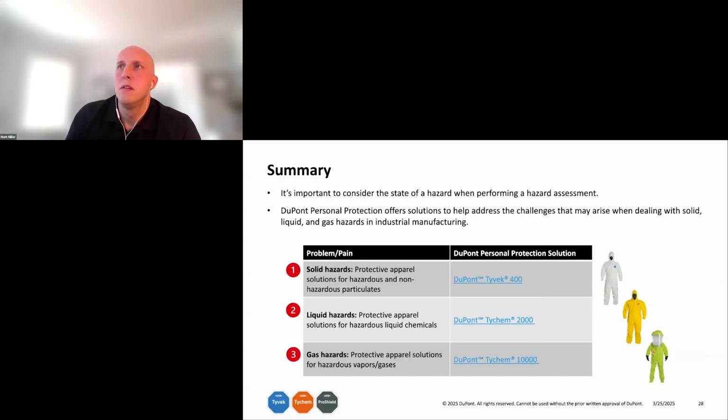Okay. So just a quick summary. We've talked about the different problems or pain points of each of these different states of matter, and what suits we have to help against those. The other thing that we wanted to summarize is that we have a breadth of different products. So these aren't all the ones we have. These are just examples of how we have different options out there for different situations and different scenarios within the industrial manufacturing segment.